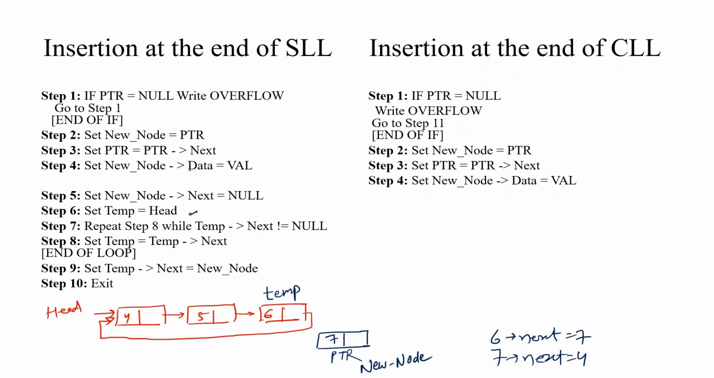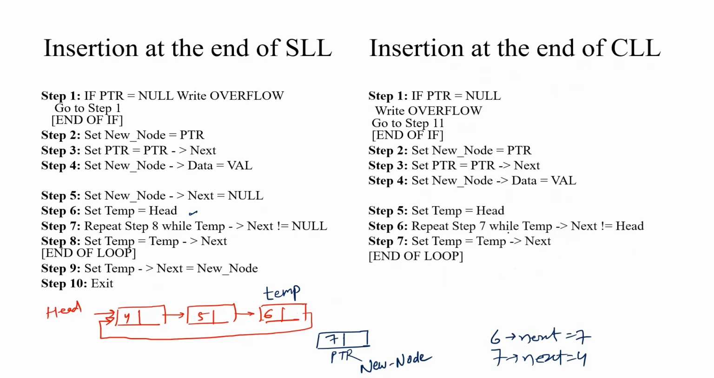So step number 6, we will start. Okay, so that's temp is equal to head. Initially temp is here. Step number 6, repeat step number 7 while temp to next is not equal to head. You know that the temp to next is equal to head right now. So till here, this step number 7 will work. So temp is equal to temp to next we will do 2 times, then temp will come on the last node of the circular linked list. Finally, we can do this task now.